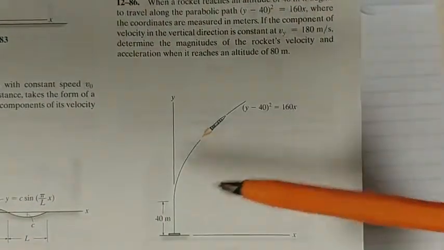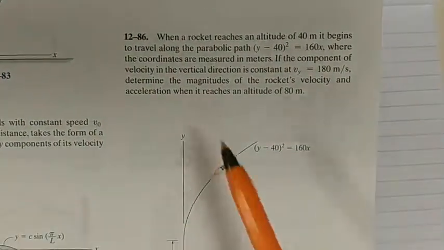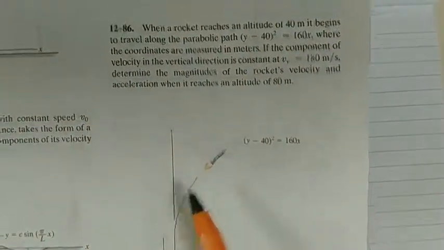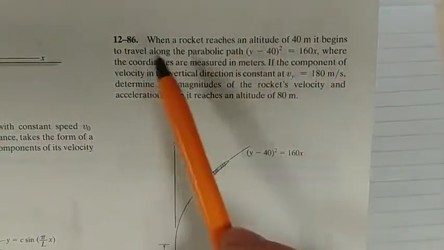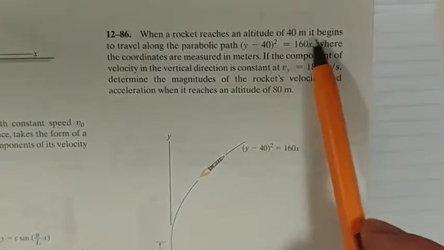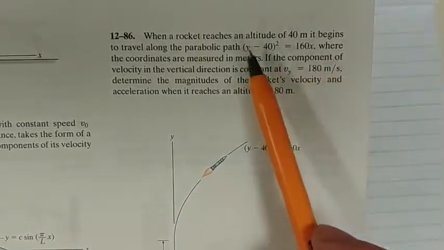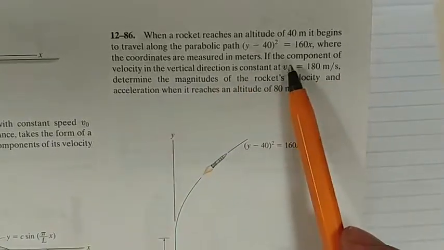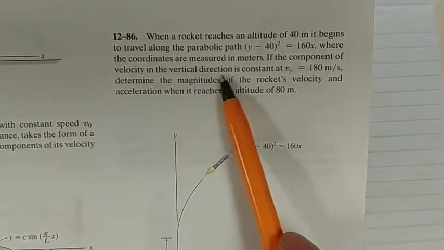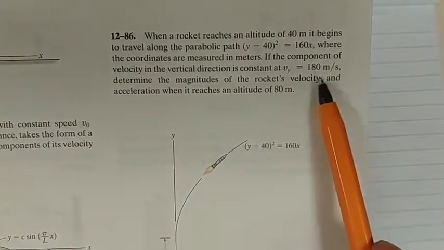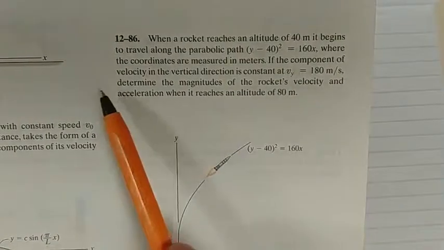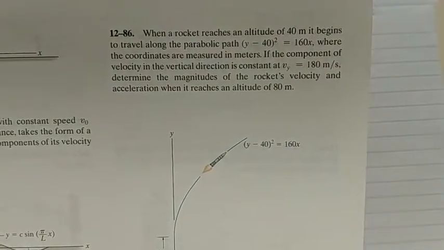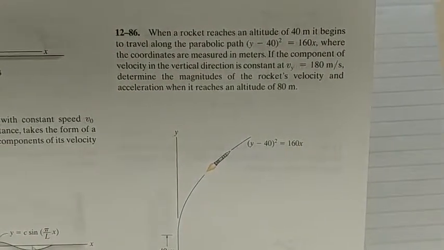That's what the motion looks like. It says when a rocket reaches an altitude of 40 meters, it begins to travel along a parabolic path given by this equation, this function, y as a function of x, where the coordinates are measured in meters. If the component of the velocity in the vertical direction is constant, Vy is 180 meters per second, determine the magnitudes of the rocket's velocity and acceleration when it reaches an altitude of 80 meters.